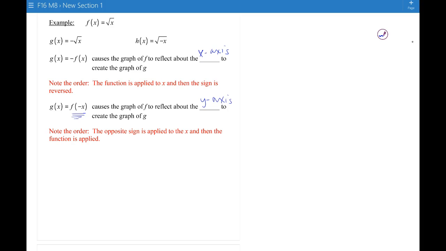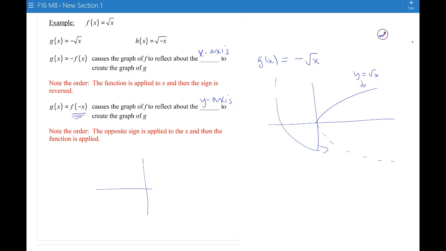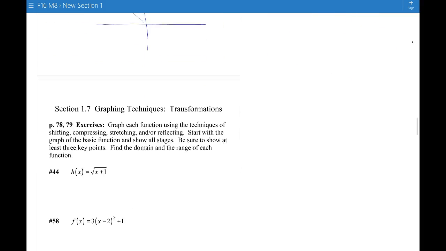So notice the order. If I have g of x equals negative square root of x, that takes every value of square root of x and changes it to a negative number. So it reflects it across the x-axis. But then if I do h of x equals the square root of negative x, now I need to be putting negative numbers into the function so it reflects the graph about the y-axis.